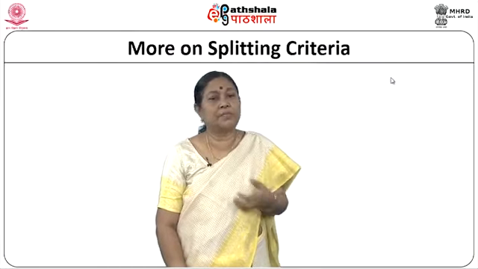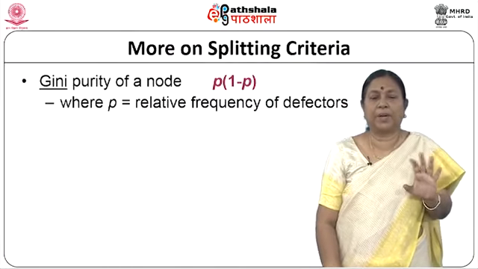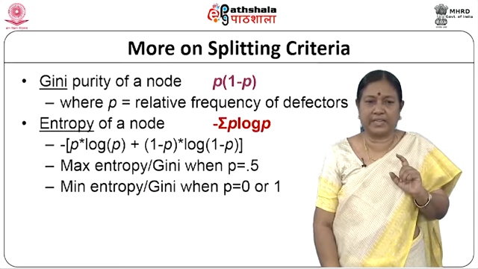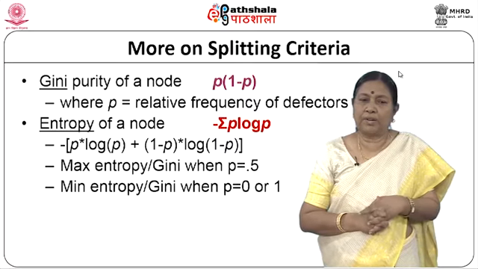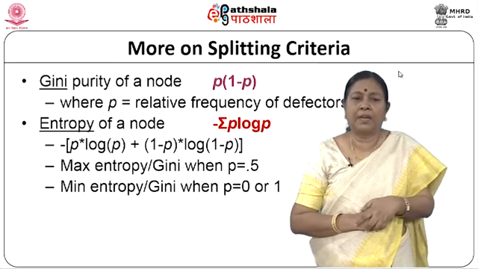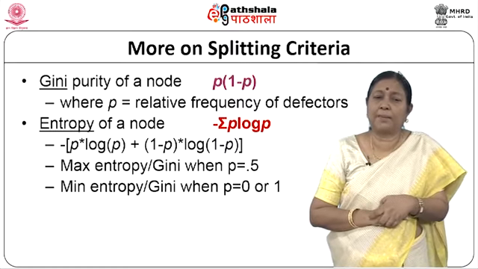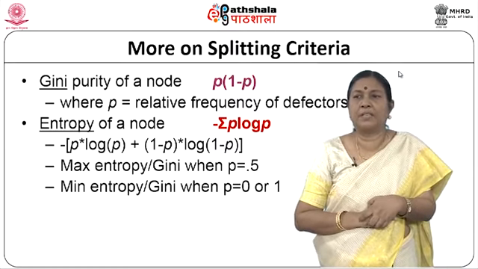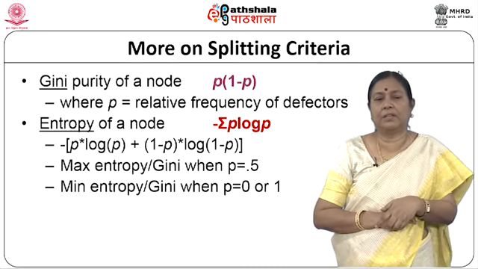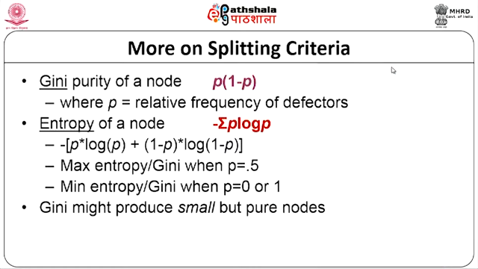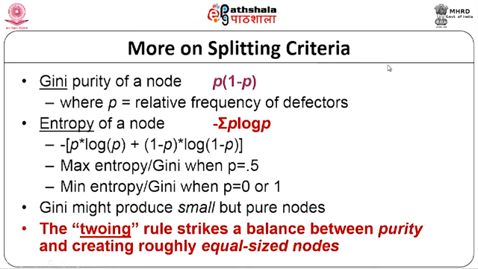Let us talk a little more about the splitting criteria. Gini measures the impurity of a node as P times 1 minus P, where P is the relative frequency of defectors. Entropy of a node is minus P log P minus 1 minus P log of 1 minus P. So, maximum entropy or Gini will be when P is equal to 0.5, and minimum entropy or Gini value will be when P is equal to 0 or 1. So, this is the idea. Gini will produce small but pure nodes. Twoing rule strikes a balance between purity and creating equal size nodes.